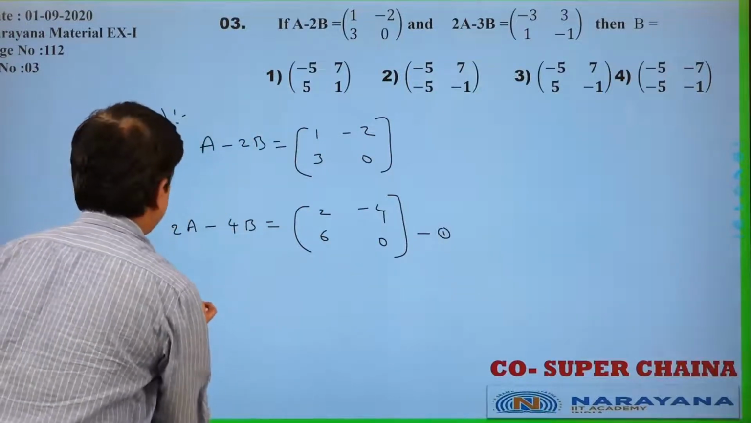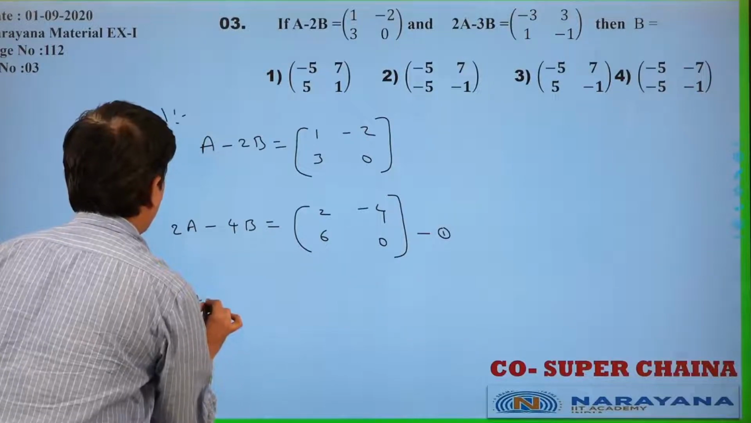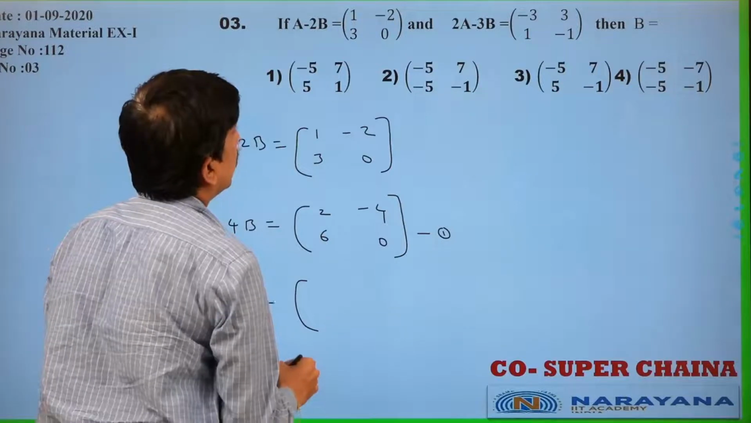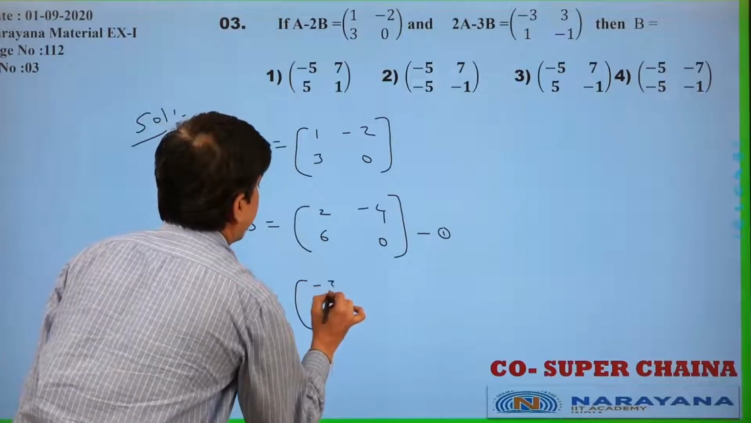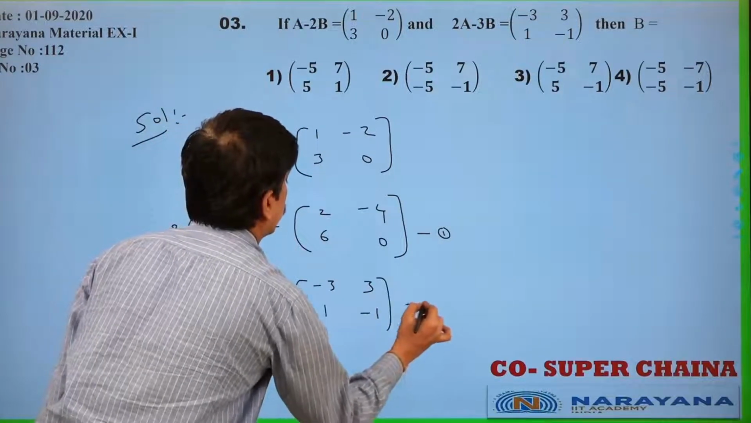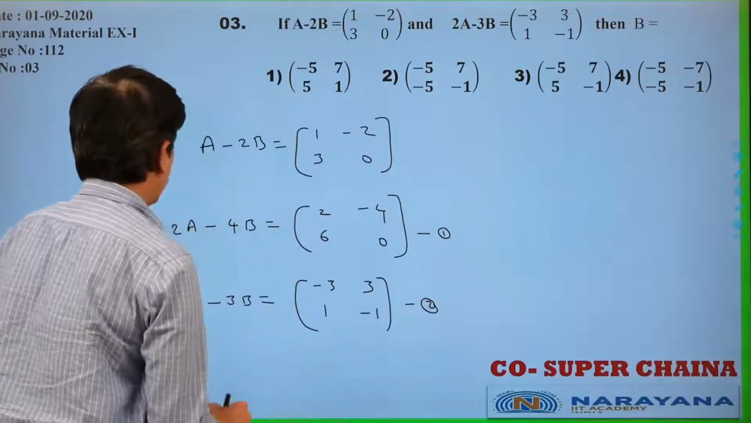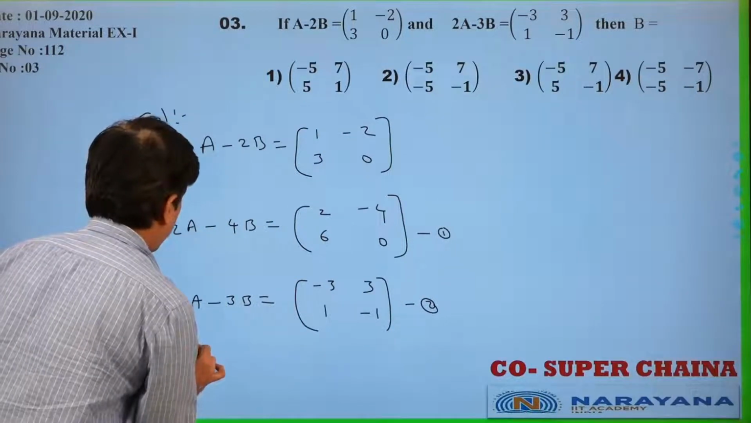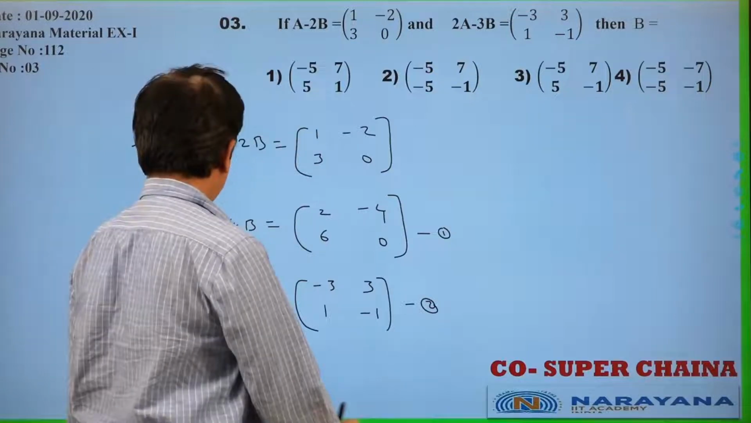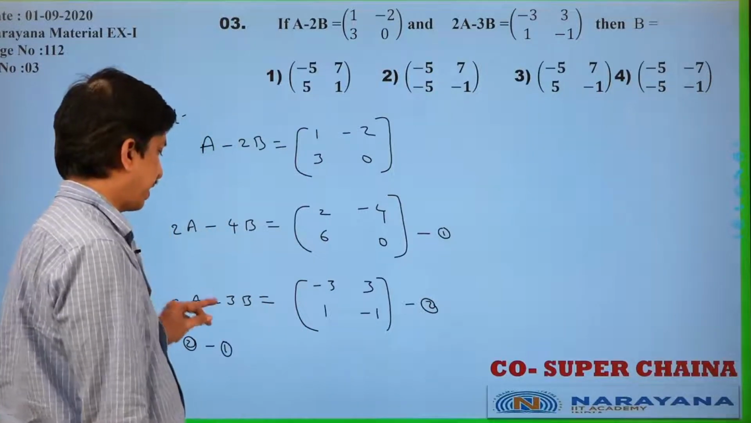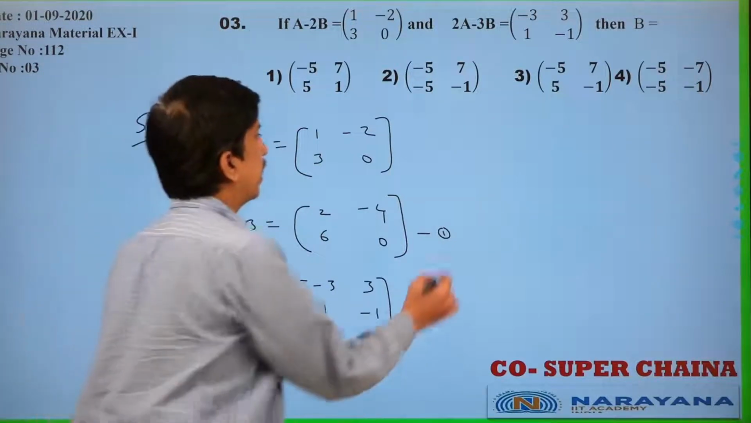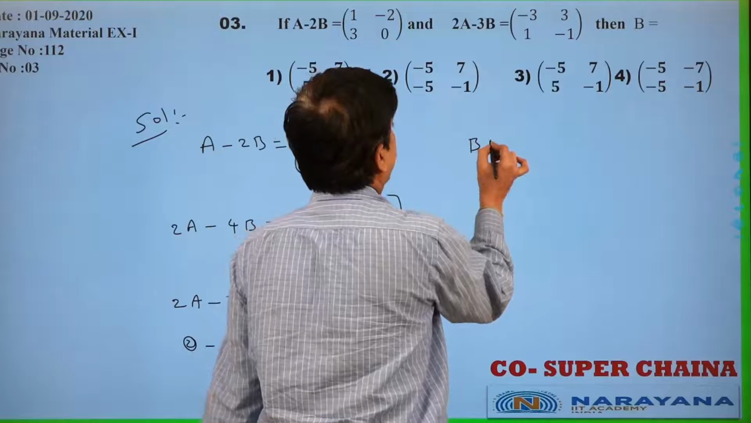Now 2A minus 3B is equal to [-3 3; 1 -1]. This is equation 2. Now equation 2 minus equation 1 we will do. What will you get once you check this? 2A will get cancelled. Minus 3B, minus of minus 4B, plus 4B minus 3B, directly you will get it as B only.